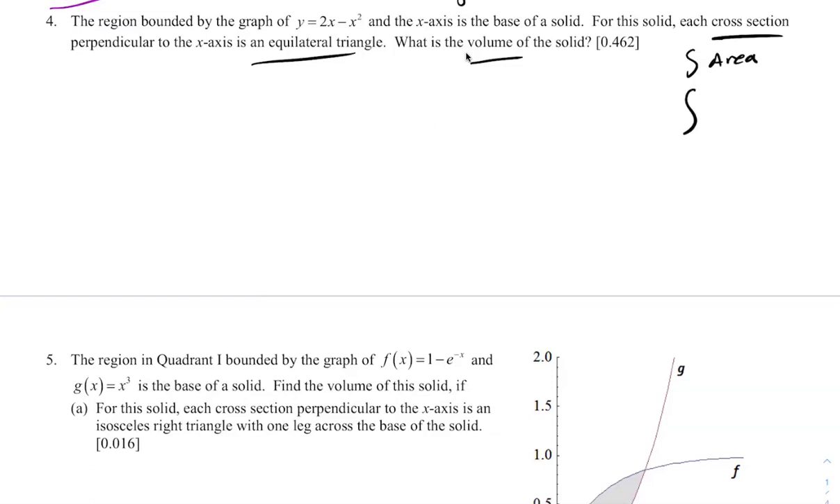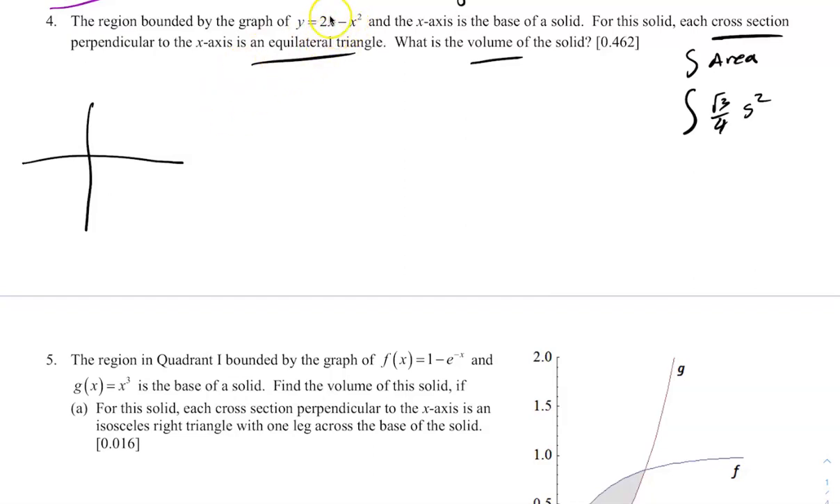It's an equilateral triangle. We did this one earlier. So I'm going to integrate this formula like that. So all we got to do is find the s. So we got to draw this thing. So the region bounded by the graph of that and the x-axis is the base of a solid. So y equals 2x minus x squared.